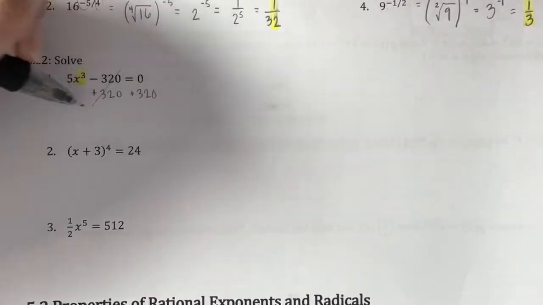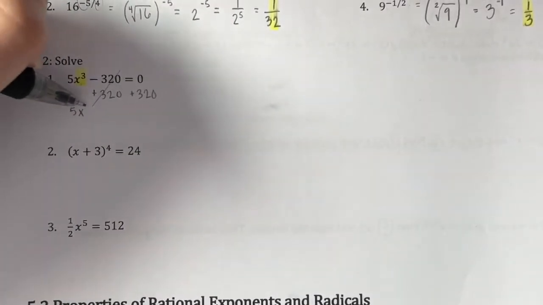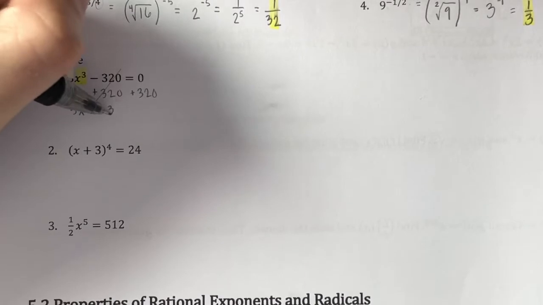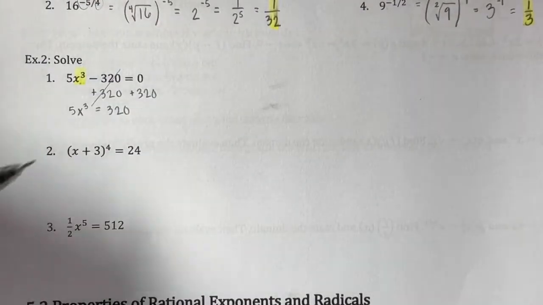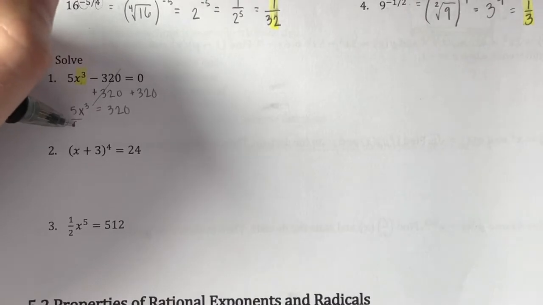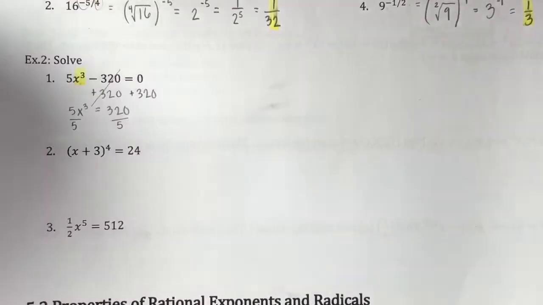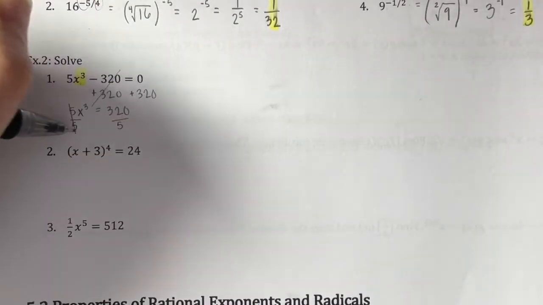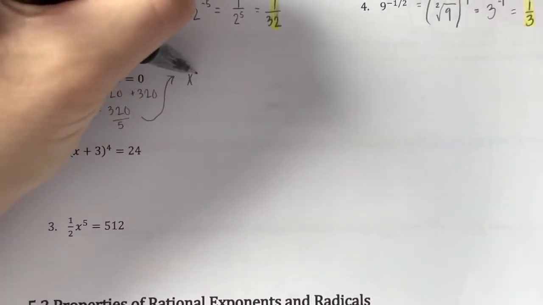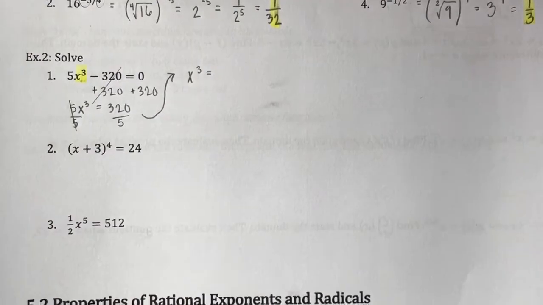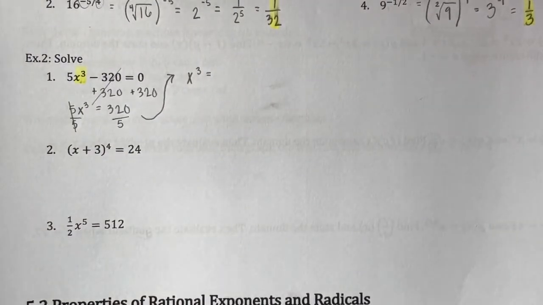So then this cancels out. I'm left with 5x cubed equals 320. And then I'm still isolating the x cubed, so I can divide both sides by 5. So the 5's cancel out. And then I'm left with x cubed equals 320 divided by 5, which is 64.